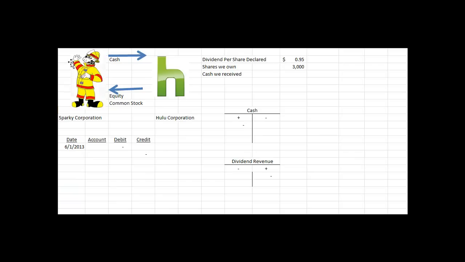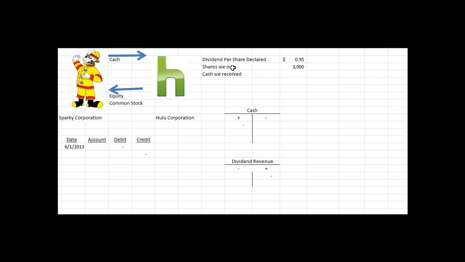So our initial transaction was to record buying stock in Hulu Corporation if we're Sparky Corporation, and so we paid cash, they gave us stock. But now what's happening is Hulu Corporation has declared, and they're going to subsequently pay a dividend out to their common stockholders, of which we are a shareholder.